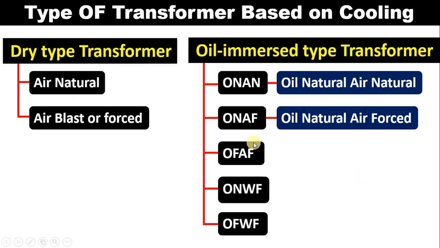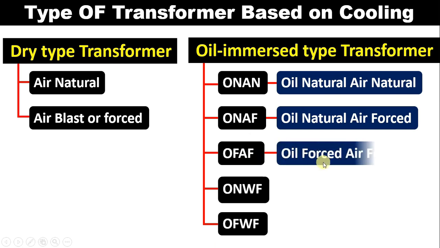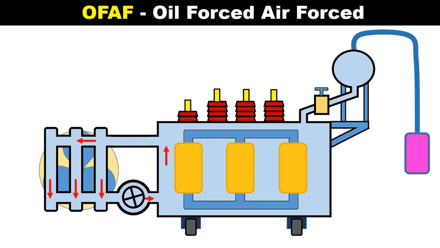After this, here it is written OFAF. Full form of this is oil forced, air forced. Now what is the meaning of this? Let's understand this also. If a pump is used to circulate the oil, and a fan is used for cooling, then it is known as OFAF type of transformer.